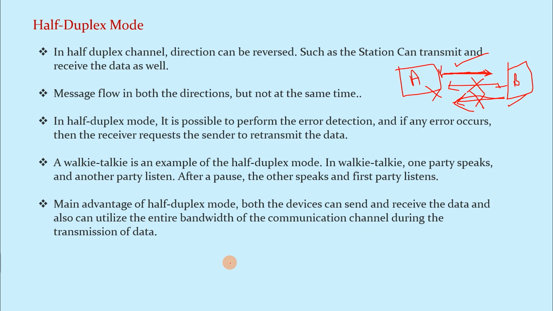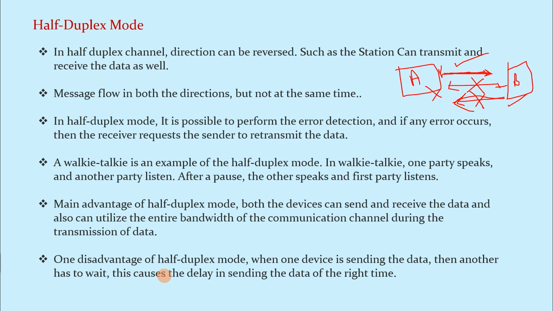This is half-duplex mode. Now one disadvantage of half-duplex mode is that when one device is sending the data, another has to wait. This causes a delay in sending the data at the right time. So yes, there is this disadvantage.